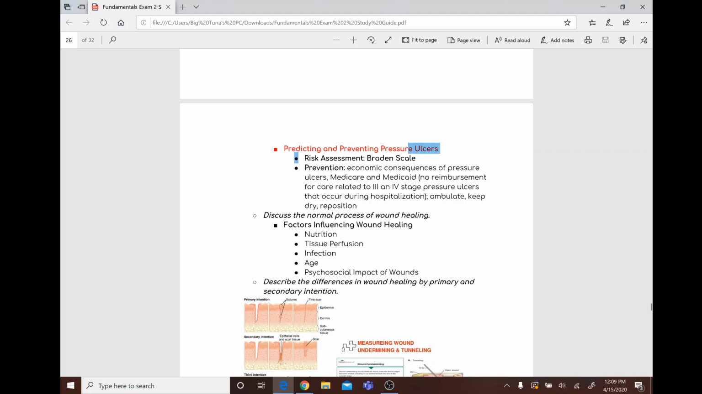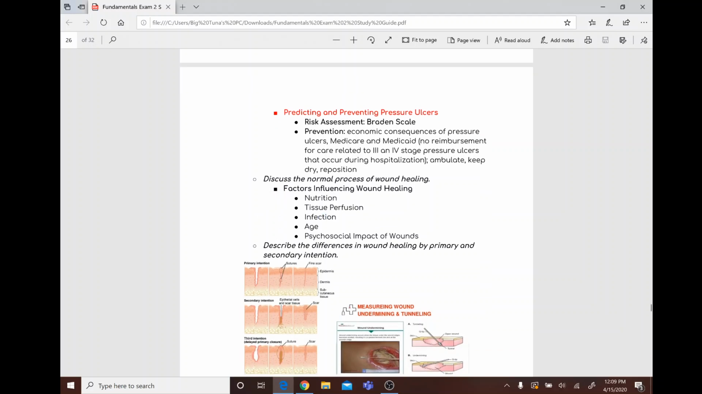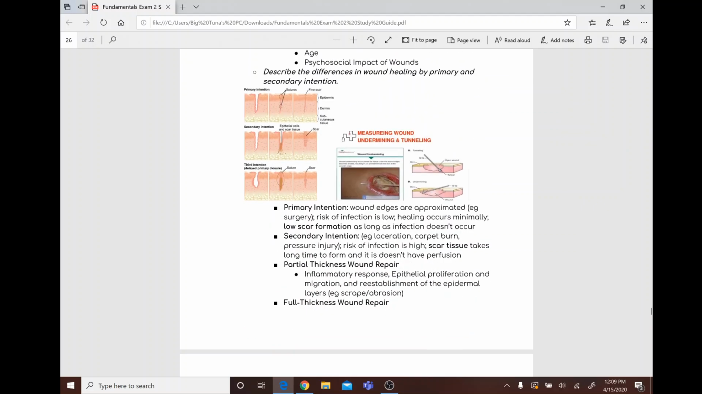So Braden scale, prevention stuff. Factors influencing wound healing are going to be nutrition, tissue perfusion, infection, age, and psychosocial impacts of wound healing.